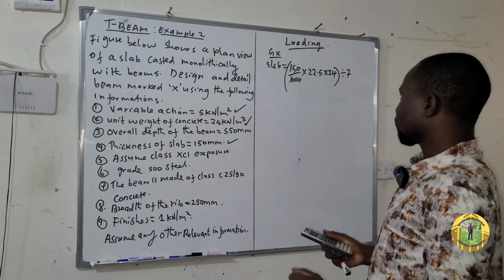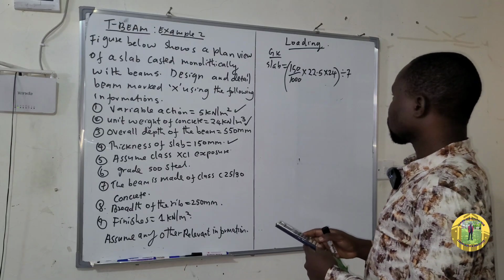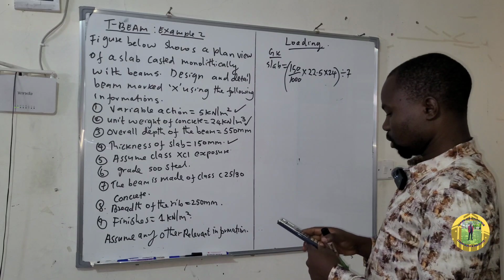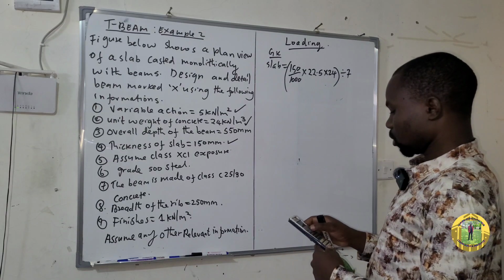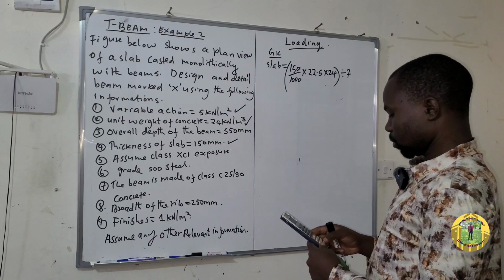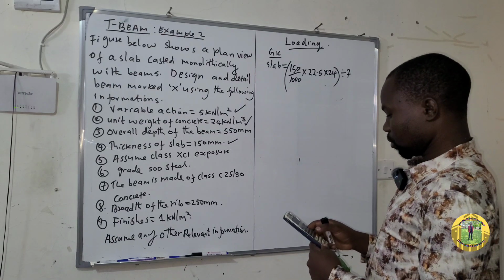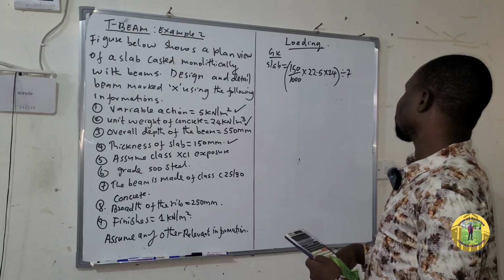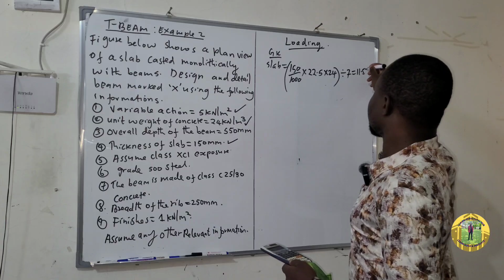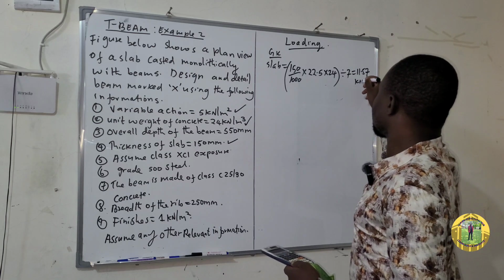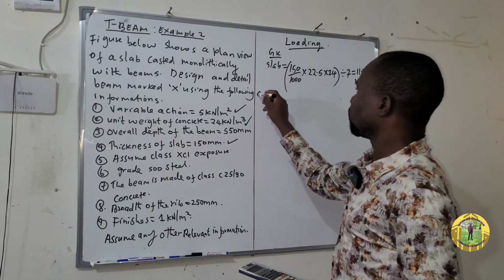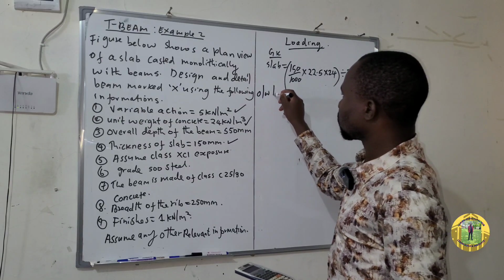So let's carry out the operation. This is 150. So this is 11.57. So this one is equal to 11.57 kilonewton per meter. We proceed to beam, on weight of the beam.